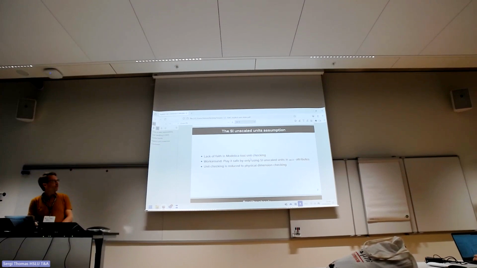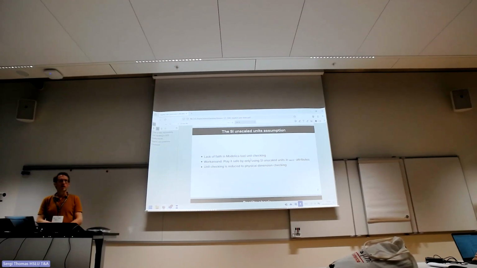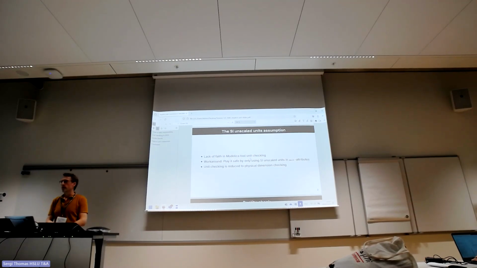But unfortunately, this means that in Modelica, we don't really take advantage of units of measurements. It sort of gets reduced to a system for making sure we don't make errors in physical dimensions. Because if you're only supposed to use meters, it's almost as if you're saying, okay, my variable is a length, and everybody knows the length is in meters.